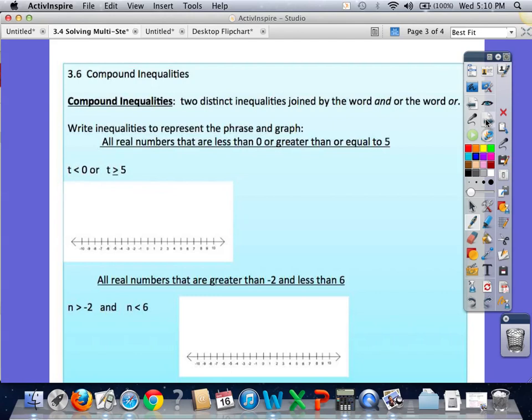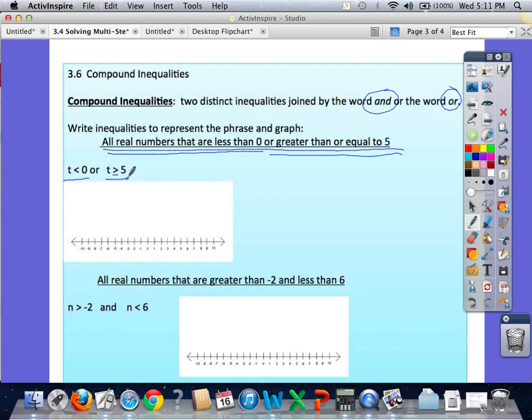Compound inequalities are two inequalities that are joined by the word "and" or "or." Okay? So what you want to do is write an inequality to represent the phrase: all real numbers that are less than 0 or greater than or equal to 5. So the first part, you just break it into little pieces. All real numbers that are less than 0. That's t less than 0. Greater than or equal to 5. That's t is greater than or equal to 5.